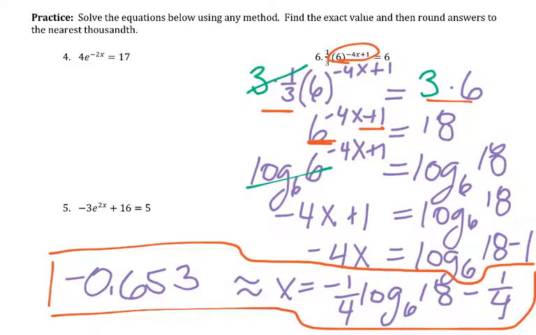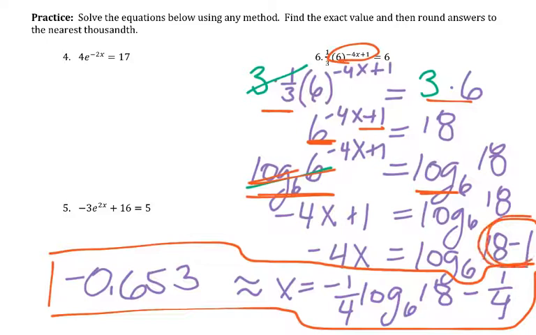Now I want to get rid of the base 6. I do that by doing log base 6 of 6 to the negative 4x plus 1, and what I do to one side I have to do to the other. So I get that equal to log base 6 of 18. The log base 6 of 6 cancels here, leaving us with negative 4x plus 1. Subtract 1 from both sides. You get negative 4x equals log base 6 of 18 minus 1.